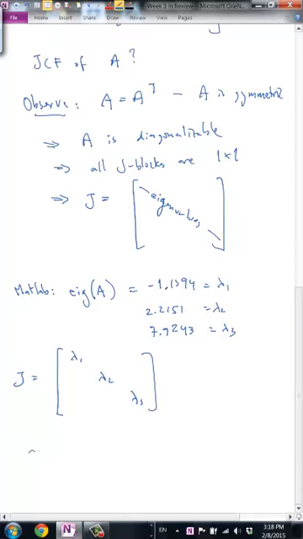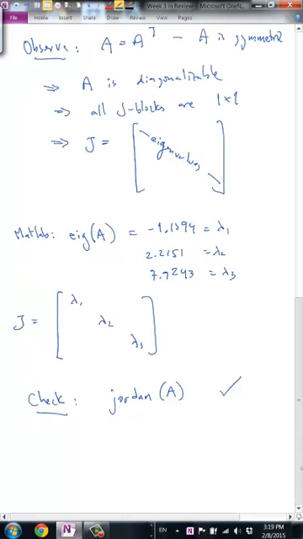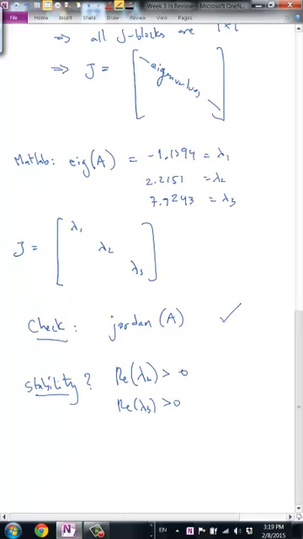Now you can check this by asking MATLAB directly to compute the Jordan form by writing jordan of A, and you'll see that indeed this is the Jordan canonical form. So what about stability? What can we say about this? Well, we see that lambda 2 is in the right half plane and lambda 3 is in the right half plane. So this means that it is unstable.